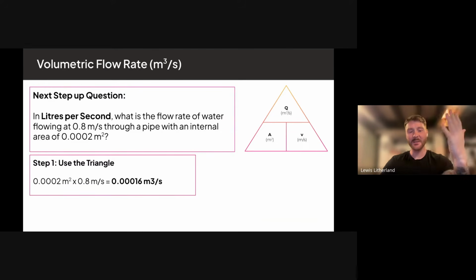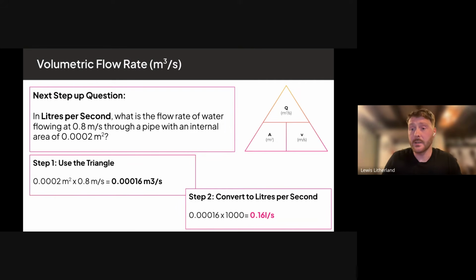Perfect. The first thing to do is work out what we've done previously. So again, use the triangle. Then all we're going to do is convert to liters per second. As Stevie said, multiply by 1,000. So you've now got 0.16 liters per second. And again, understanding why: 1 cubic meter holds 1,000 liters of water. So that's where that number comes from.